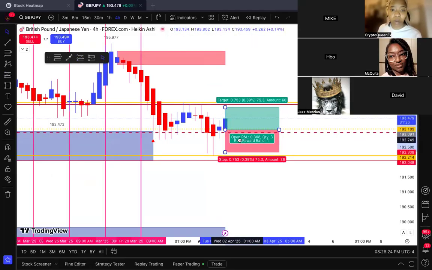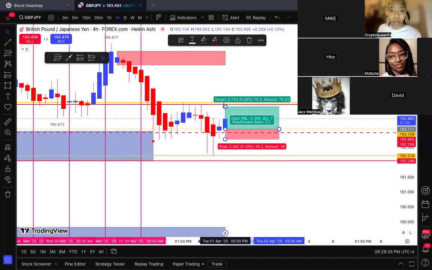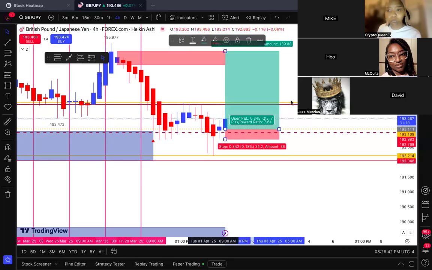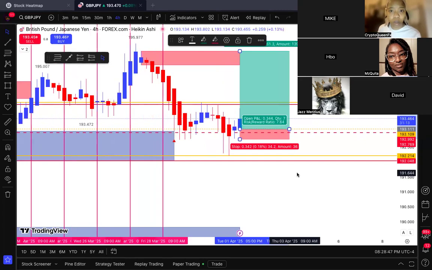It broke above this mid-month here. This is a good trade for GJ. TP1. This is the target. The overall target. That's the high. What's that? 194.